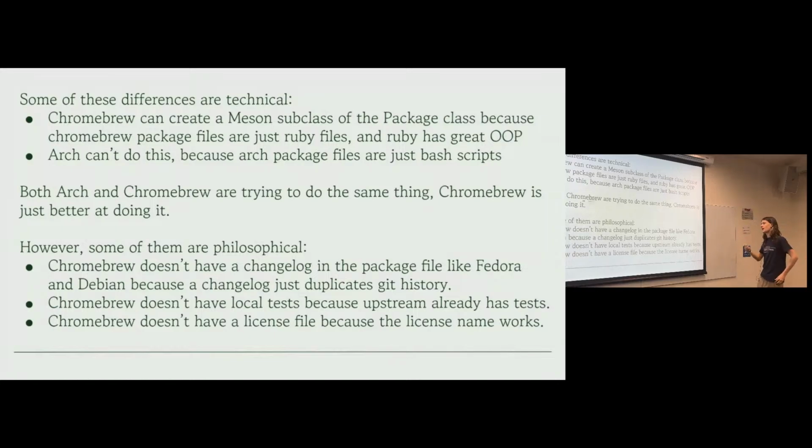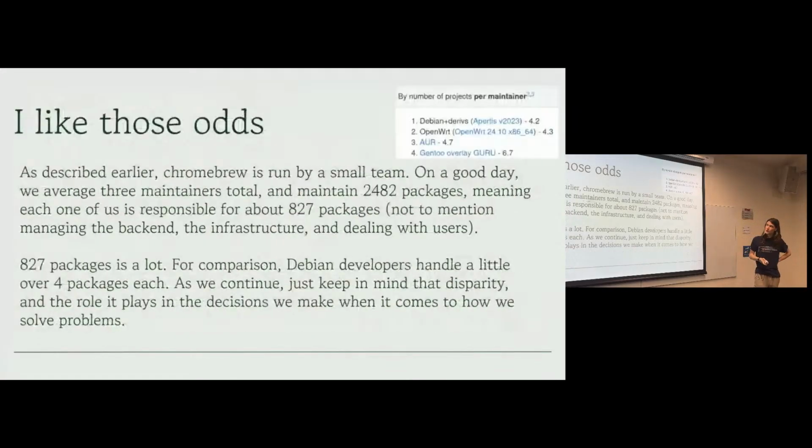So we don't have a changelog in the package file like Fedora and Debian because we're hosted on Git, and a changelog is just a duplication of Git history. We don't have local tests because upstream has tests. Tests are good enough. We don't have a license file because we have the name of the license, and it's the same license corresponding to the name everywhere. This works. This is a good jumping off point to a bit of an organizational overview.